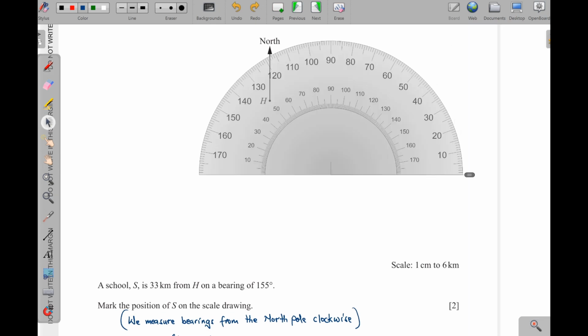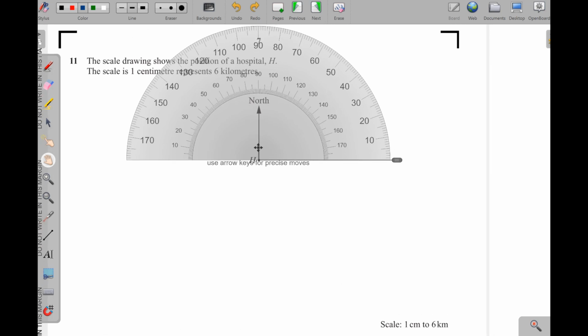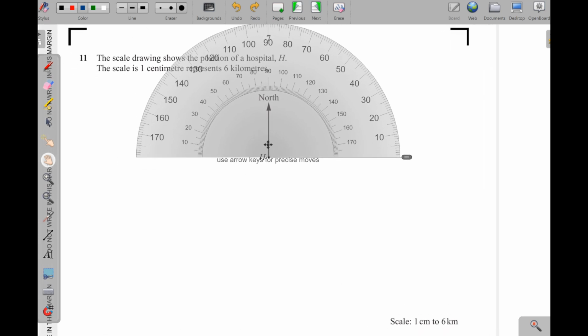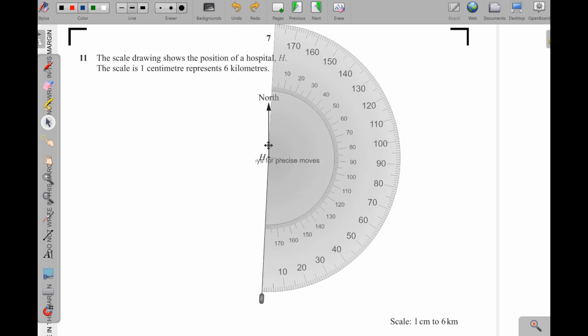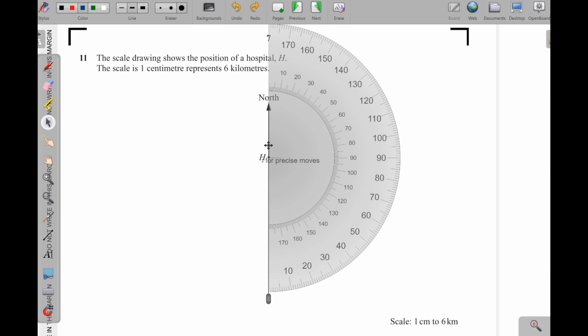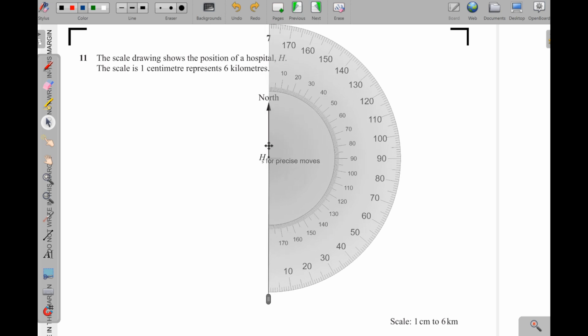Now I'll come to this one here, and I'll get my protractor. After getting my protractor, I'll put it at this position H here. I'll make sure that this middle point of this protractor is at H, and then we can rotate it, and we make this line here, the 0, coincide with the what? The North Pole. Okay, with that North Pole, and then after that we look for the angle.